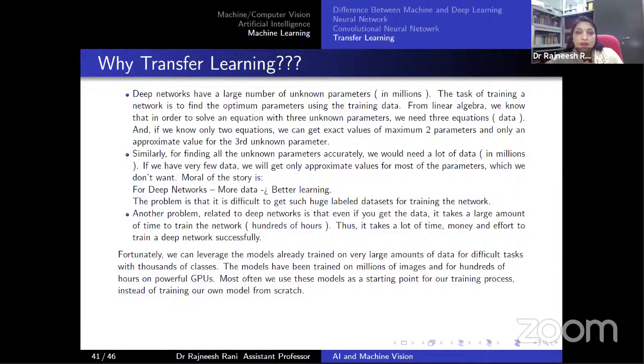If we use direct deep learning, we have to learn a number of unknown parameters. As in linear algebra, if two unknown parameters x and y are there, then you should have two equations. Similarly, if you have millions of parameters, then you should have a million equations, and to solve these you need extra resources. Similarly, for finding all unknown parameters accurately, we need a lot of data also. Another problem with deep networks is that even if you get the data, it takes a large amount of time to train the network. So we can use transfer learning to overcome these types of problems.